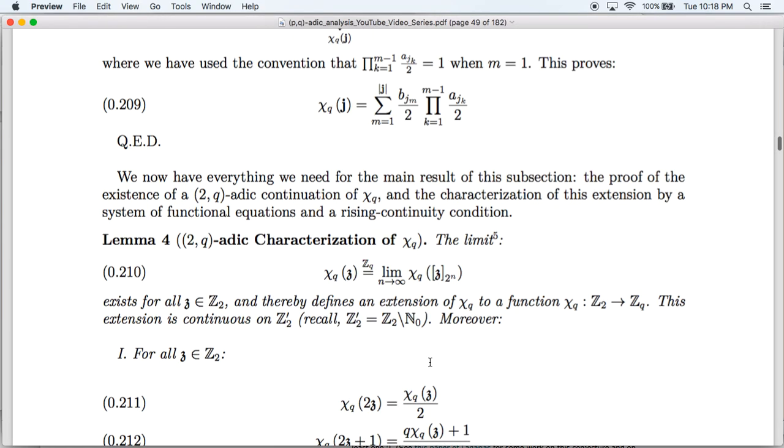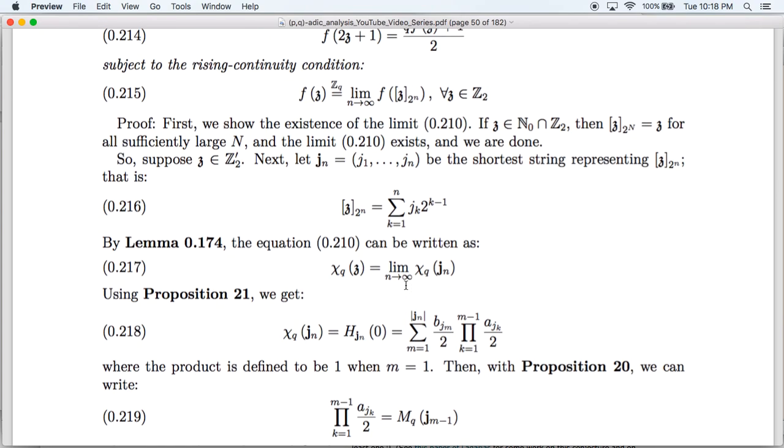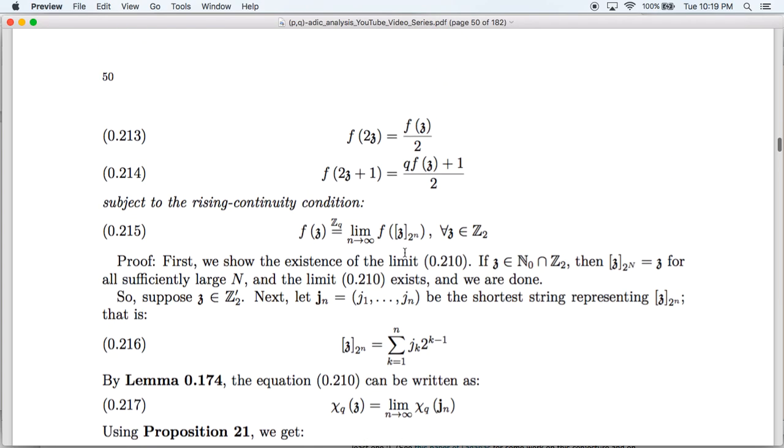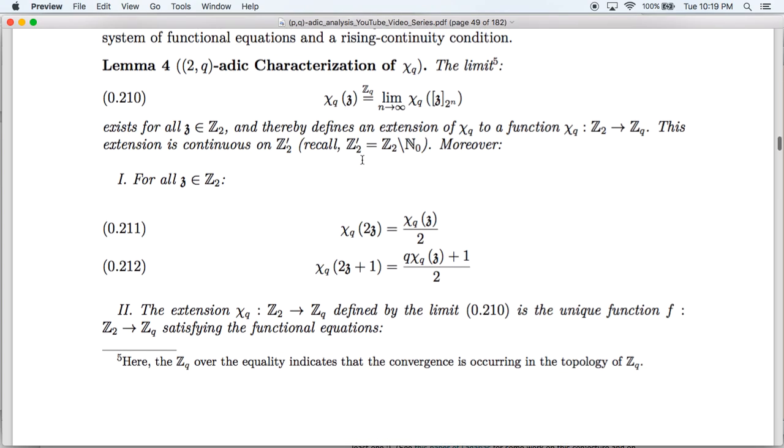So first, we're going to show the limit here exists. If z is a non-negative integer, then z mod 2 to the big N will be equal to z for all sufficiently large n. So this sequence is going to eventually become just a constant sequence once n is sufficiently large. So this sequence will converge in the discrete topology when z is a non-negative integer. Thus, the limit exists for those z. So all we have to do is assume z is in Z2 prime and then show the convergence.